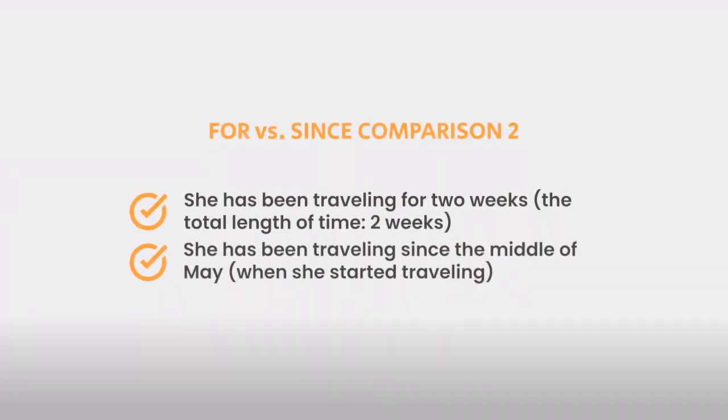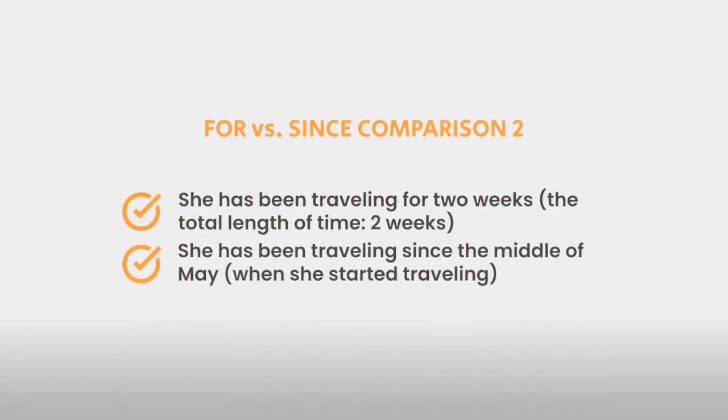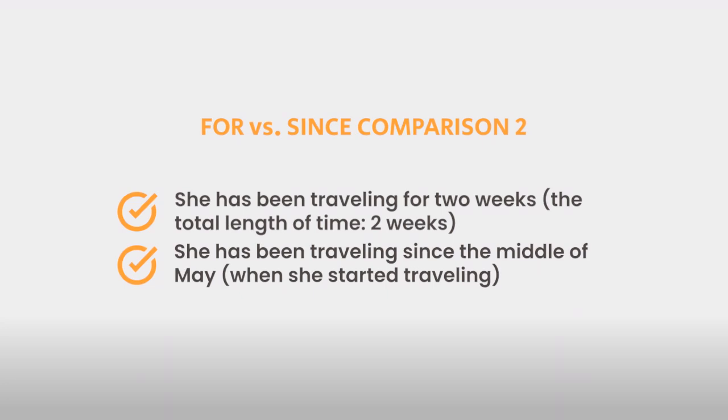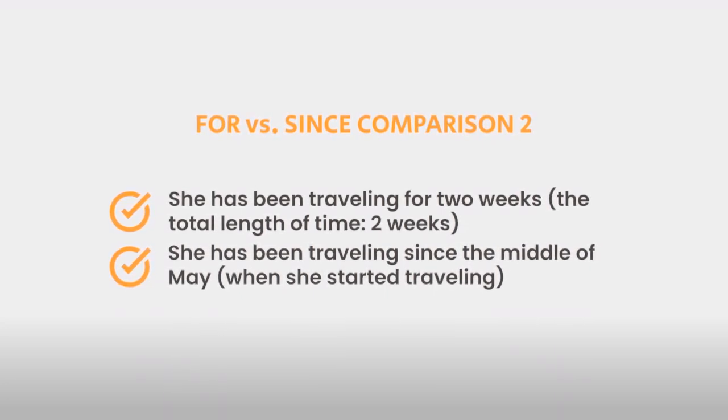Comparison number 2. She has been traveling for 2 weeks, shows the amount of time she has been traveling for. And she has been traveling since the middle of May. This states when she started her travels.